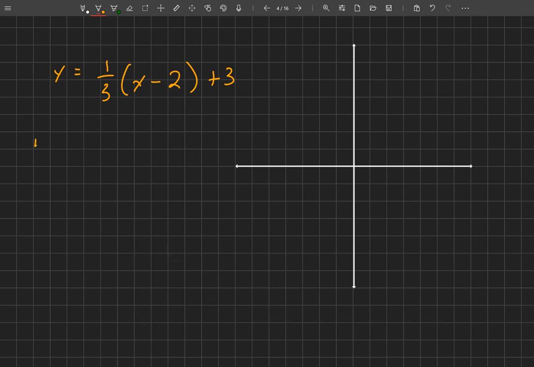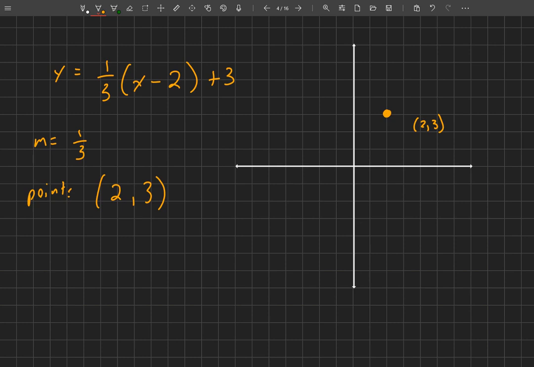All right, so my slope, or m if you will, is going to be 1/3. And my point, I'm going to change the sign of the one in there with the parentheses. So that's going to be +2. I'm not going to change the sign of the one outside the parentheses. That's going to be 3. That gives me my coordinate, 2, 3. That point is here. This is the point, 2, 3.